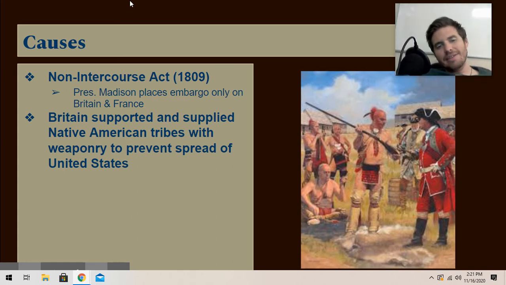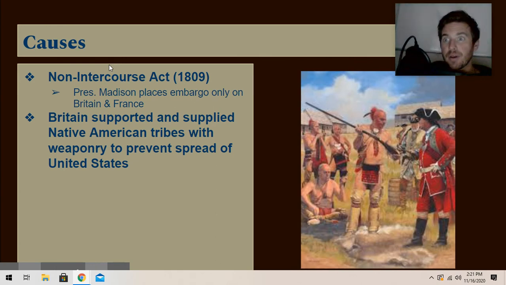Lastly, and this doesn't have a year attributed to it because it was kind of happening over a course of a period of time, Britain began supporting and supplying Native American tribes with weaponry to prevent the spread of the United States. So Britain is taking an active step in making sure that the Americans have several different conflicts at once. Think about it.